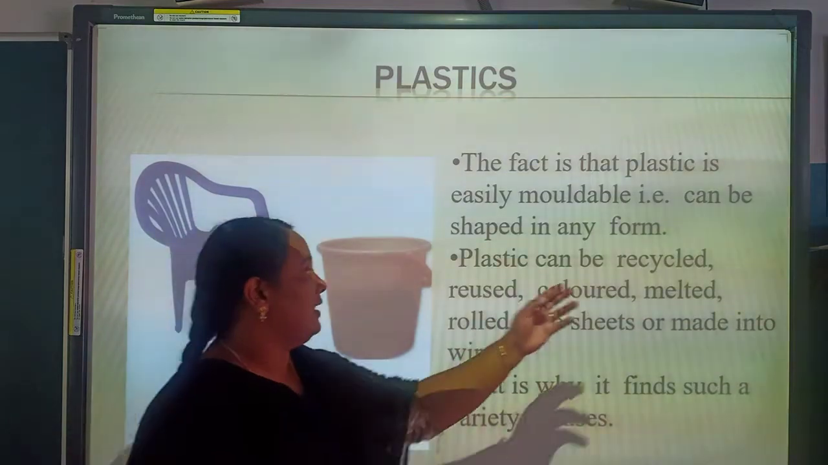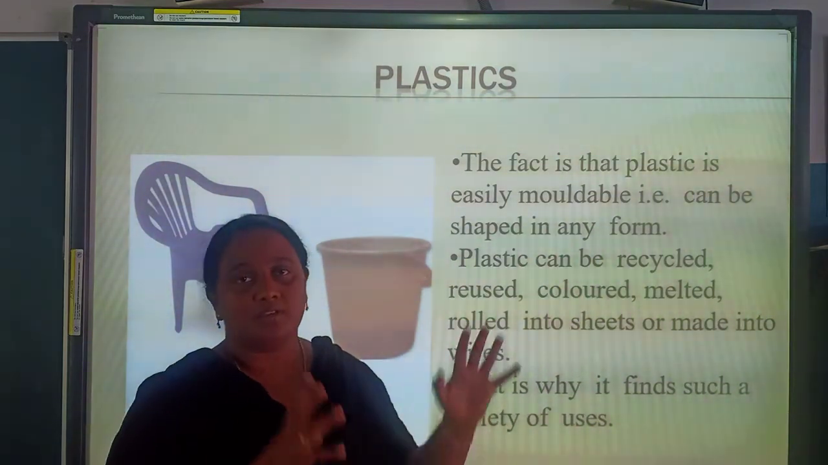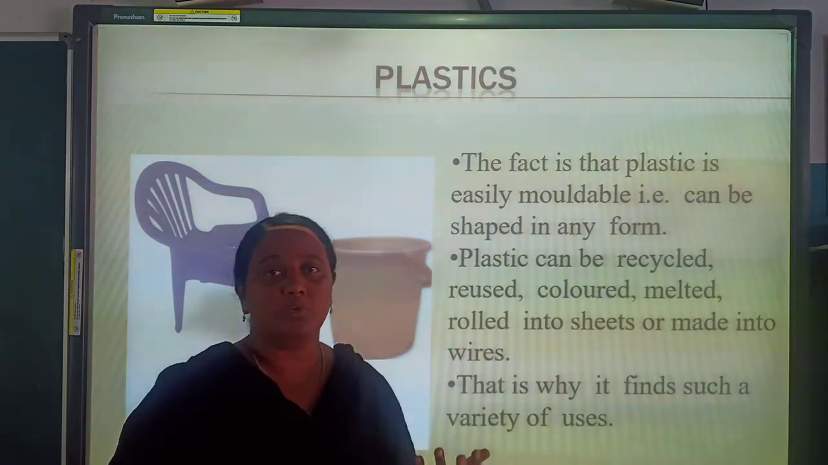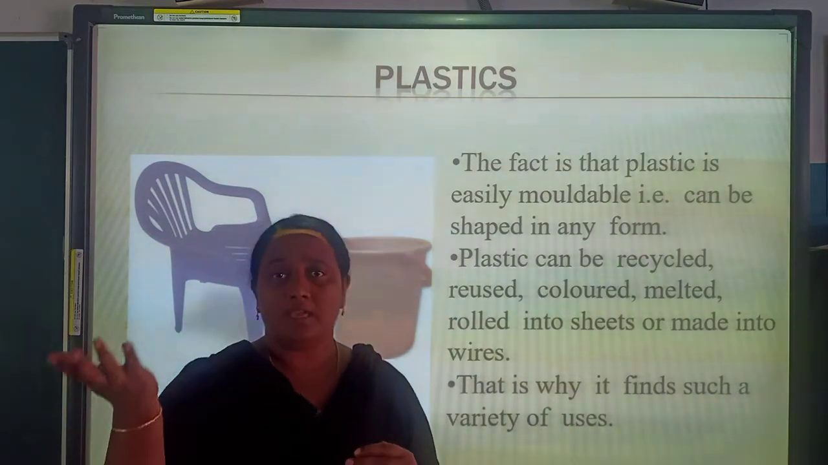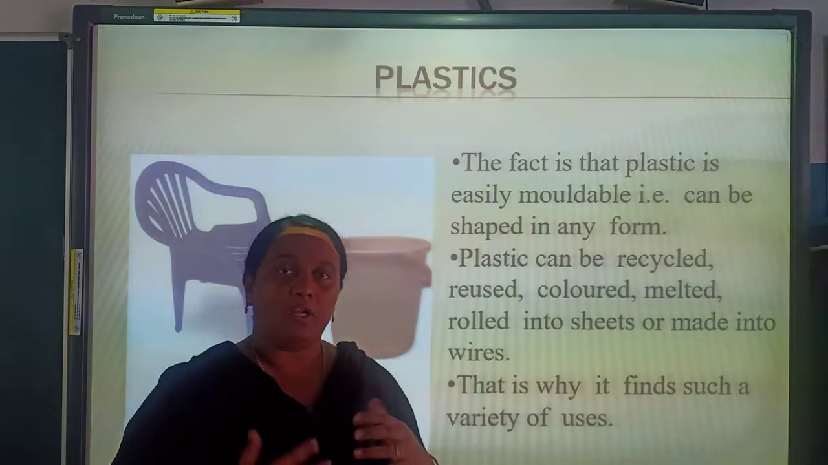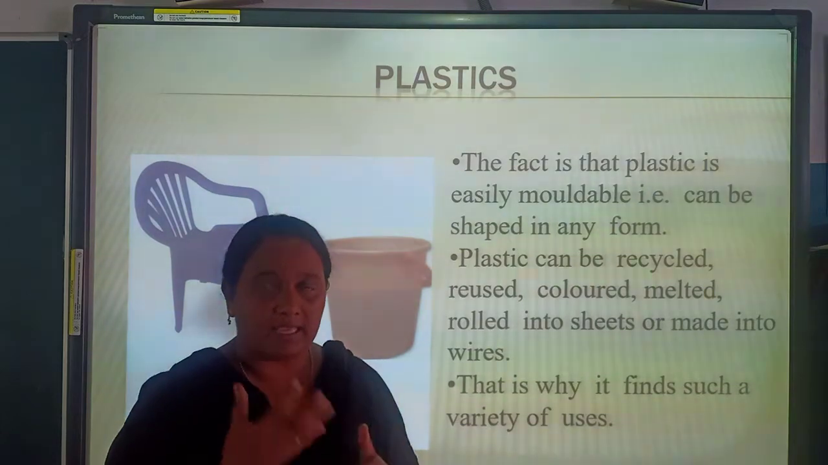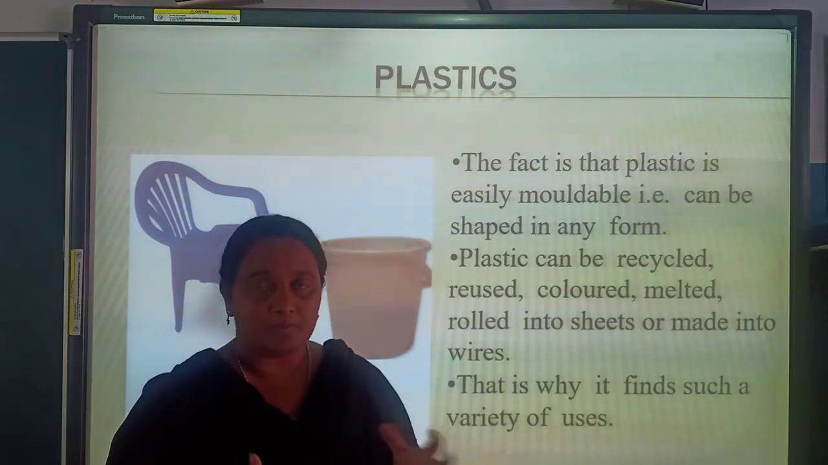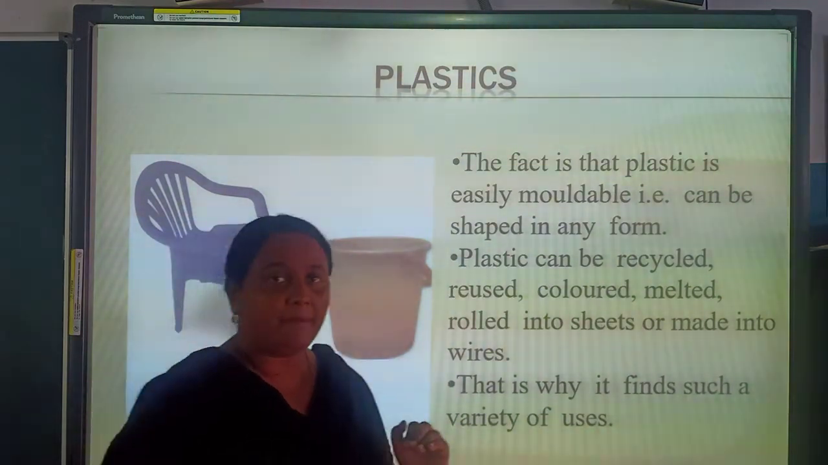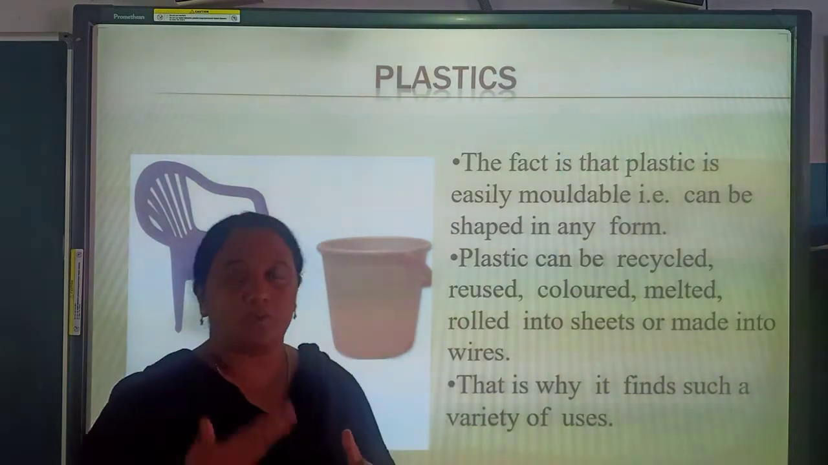What are the things that can be done? It can be recycled. When we have used a thing and it is no longer fit for use, what do we do? We give it for the recycling process. Then they heat that plastic, maybe break it into pieces, heat it and mold it into another shape. That happens for plastics. Then it can be reused.